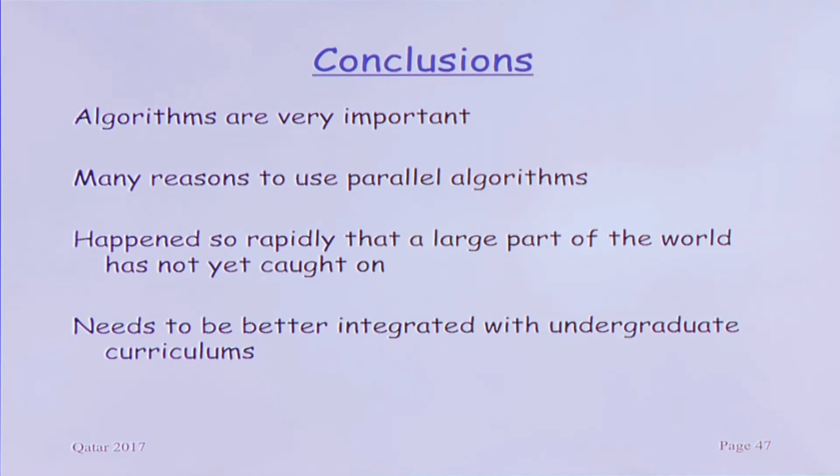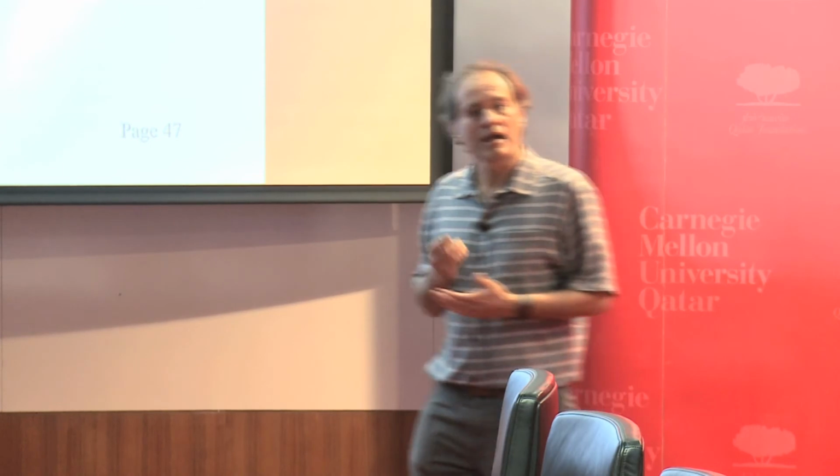I started out by saying algorithms are important. That's certainly important in every curriculum in the world, and they also have a lot of importance in practice. There are many reasons to use parallel algorithms. Another thing is that this happened very rapidly. You could argue, well, why are most universities behind on this? It's because, as I showed you in that graph, there were basically no commodity parallel machines until 2006. That was when the first two-core processor showed up on the Dell website.